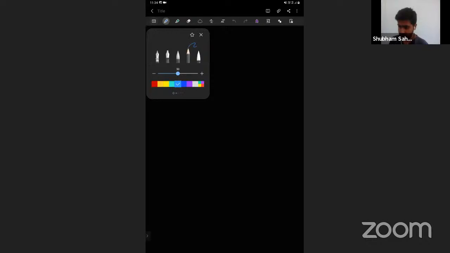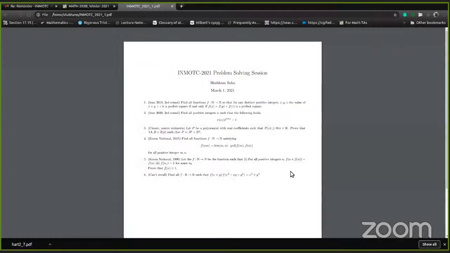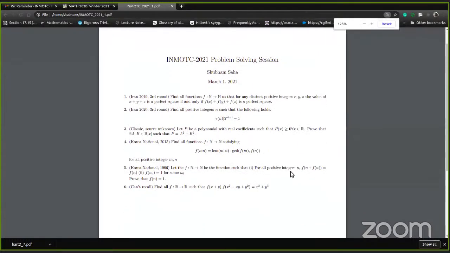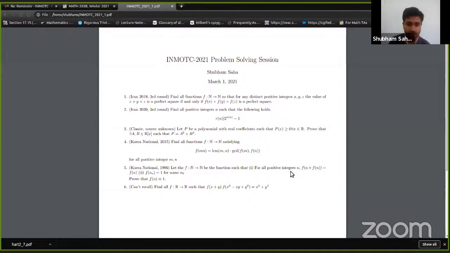The problem set is in the chat. I'm not able to see the problem set. Then you must be on your mobile phone, so I'll just share my screen. Are people able to see the problems now? I'll zoom in, and maybe you can take a screenshot now and then refer to that as we go along.